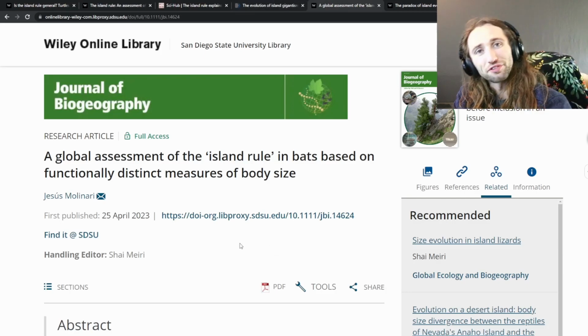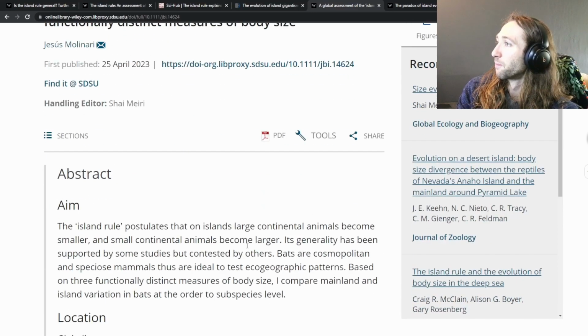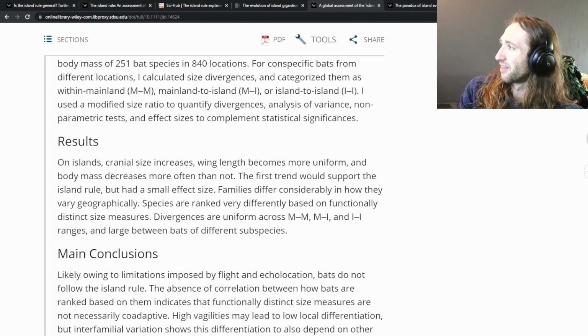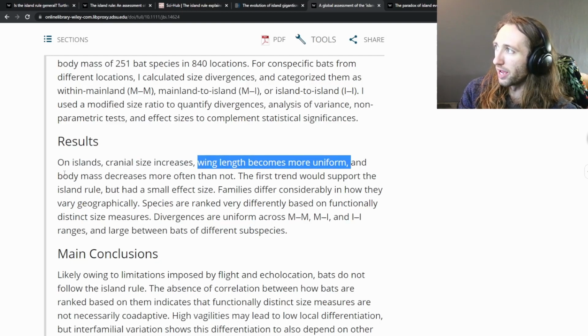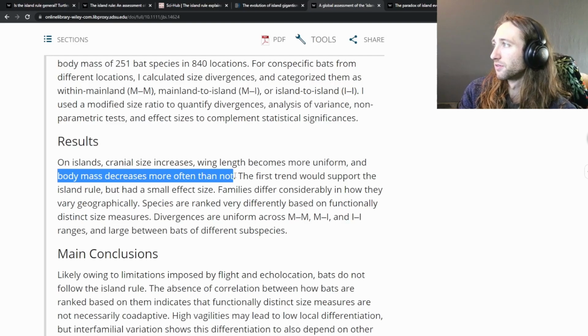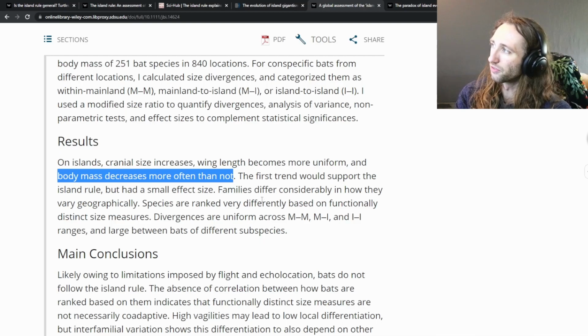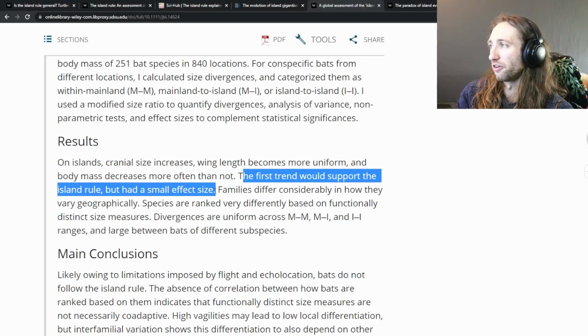So, there was a global assessment of the island rule, specifically in bats, when you zoom in on bats. And what they ultimately find is that on islands, cranial size increases. So they looked at just beyond, usually it's just mass is what they look at. But on islands, cranial size increases, wing length becomes more uniform, and body mass decreases more often than not. So a little bit of conflicting results. And the first trend would support the island rule, but had a small effect size.